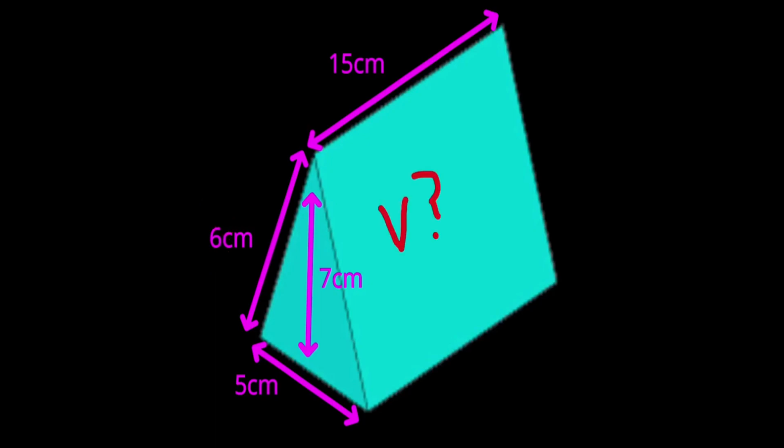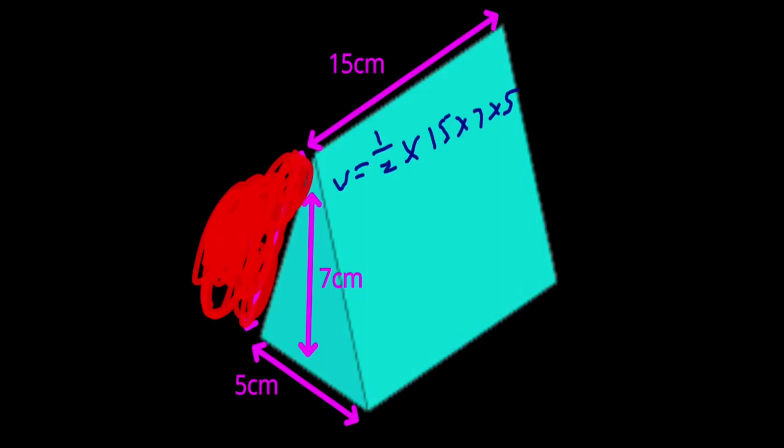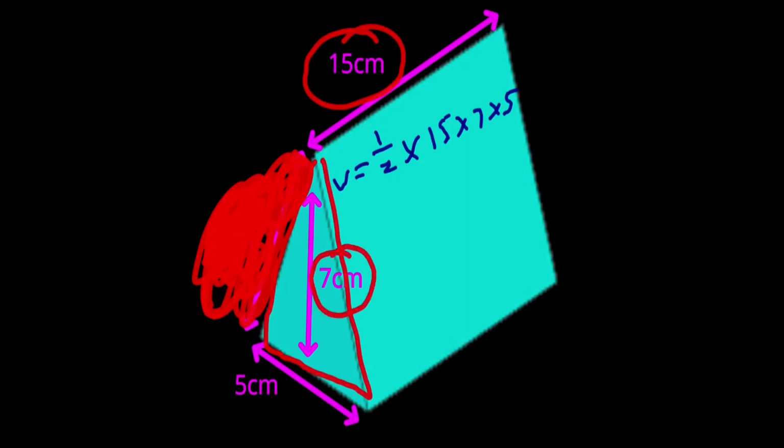And to find the volume, all you do is half times 15 times 7 times 5. Notice how we times by half, and this is because it's a triangular prism.